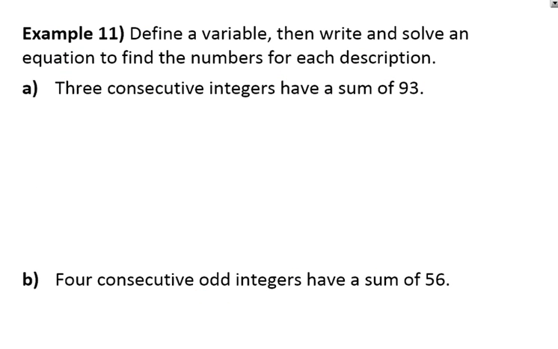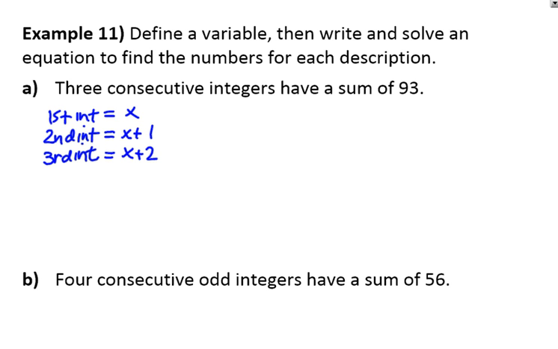So example 11, define a variable, then write and solve an equation to find the numbers for each description. So A, 3 consecutive integers have a sum of 93. So we're going to have the first integer, the second integer, and the third integer. So we'll define all three of those. So the first one's always x, the second one's going to be x plus 1, and the third one's going to be x plus 2.